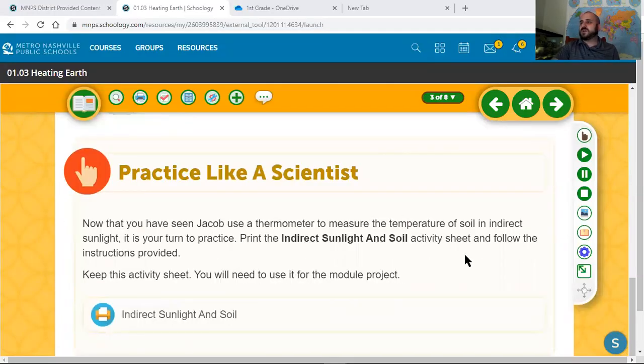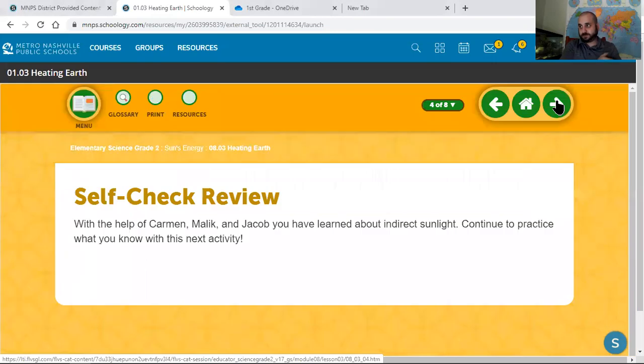Okay. Now that you've seen, yes, this is an activity where you can check the temperature in indirect sunlight and soil. This is a fun activity for you, something you can do at home. Your teacher will let you know about that.